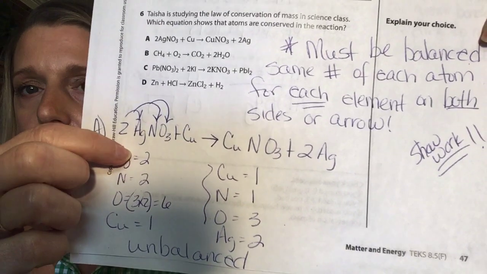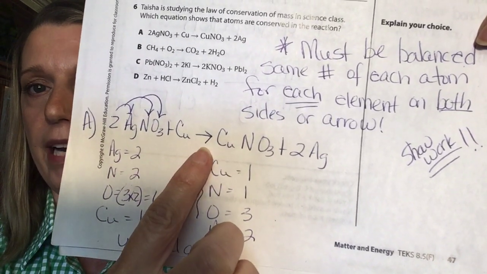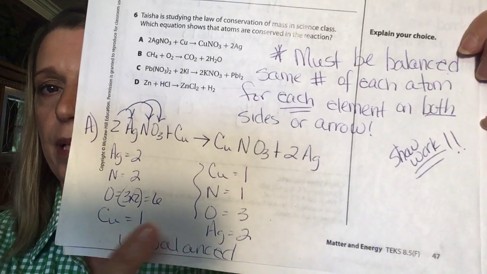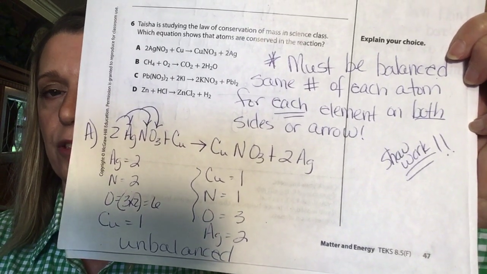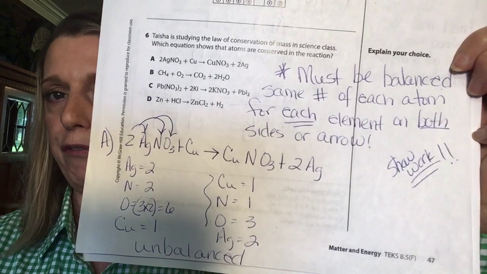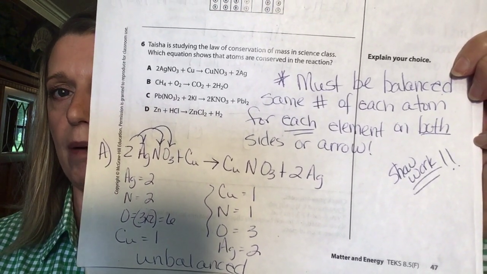I took each element on each side of your arrow, and I counted atoms of each element on both sides. And in order for that to follow the law of conservation of mass, or to be balanced, they have to be equal on both sides. If you don't show your work and go through each one of those answer choices, you're probably not going to get that correct.